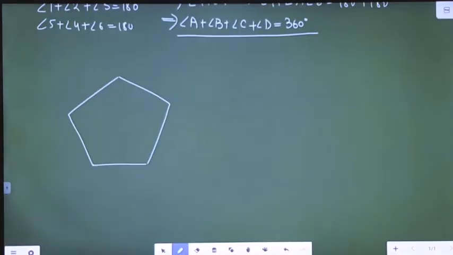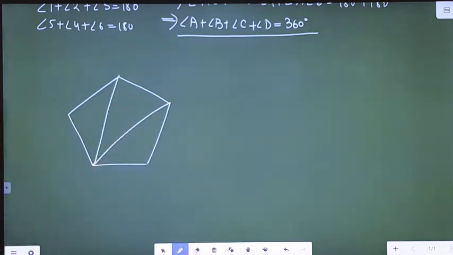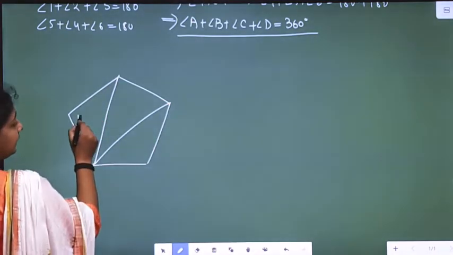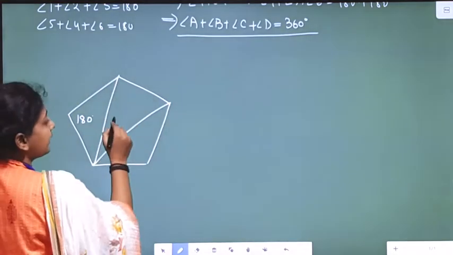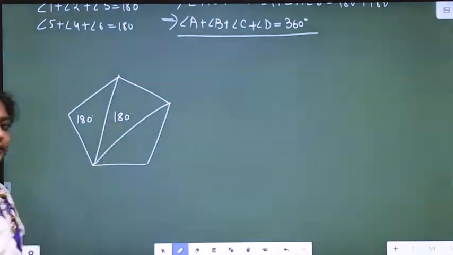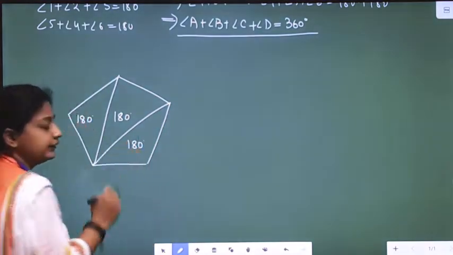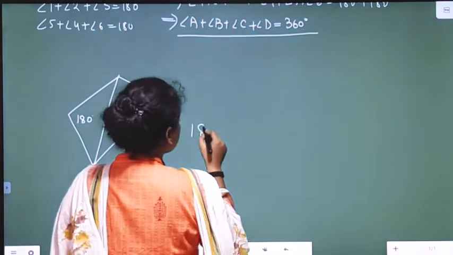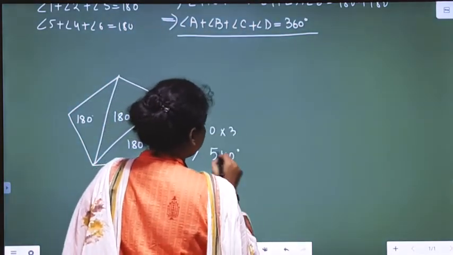We can divide this pentagon into 3 triangles, right? The sum of all the angles of this triangle will be 180 degrees. The sum of all the angles of this triangle will again be 180 degrees. And the sum of all of these angles will again be 180 degrees. So 180 plus 180 plus 180 is 180 into 3, which gives us 540.